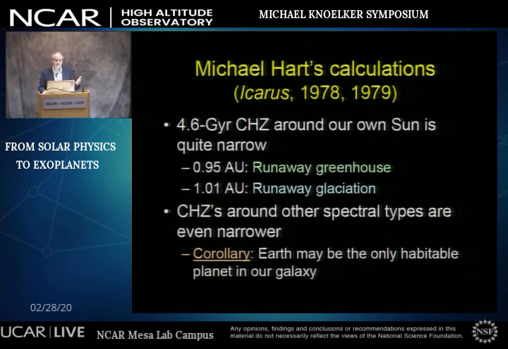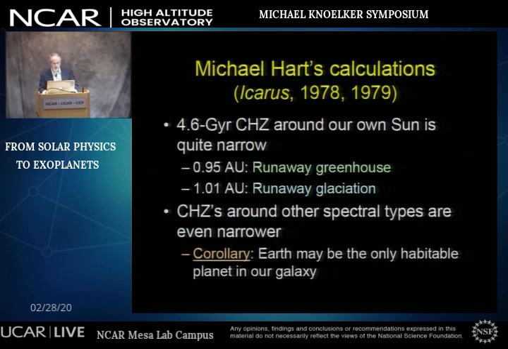the CHZ around our own sun is quite narrow, going from about 0.95 astronomical units on the inside, where he got a runaway greenhouse in his model, to 1.01 AU on the outside, where he got runaway glaciation, and his models could never recover from runaway glaciation. That's a problem, right? Because we just heard Eric mention that there have been snowball Earth episodes on the Earth, which are pretty well documented, so we think that the Earth has escaped from runaway glaciation.